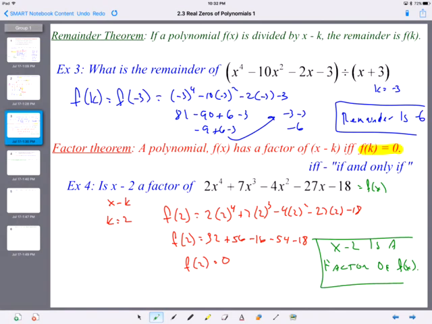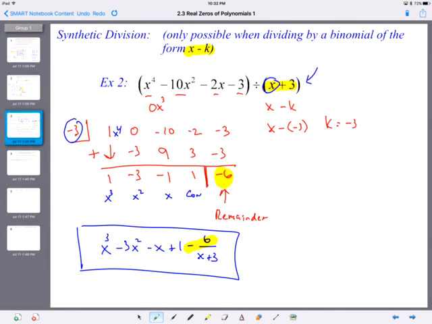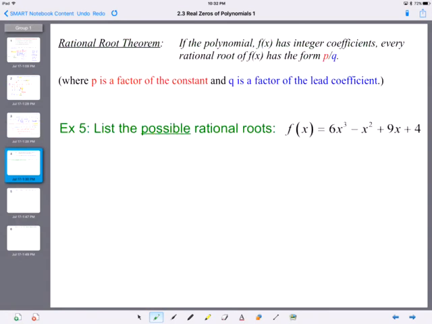Alright, so we've done long division, synthetic division, we talked about the two theorems, the remainder and the factor theorem, and then the last theorem that we're going to talk about is the rational root theorem. If the polynomial f of x has integer coefficients, so there is some stipulations to this, if it has integer coefficients, which is really what we're typically dealing with, every rational root of f of x has the form p over q. So a lot of times you remember from Algebra 2 when someone said p over q, you knew exactly what it was that they were talking about. That's the rational root theorem.